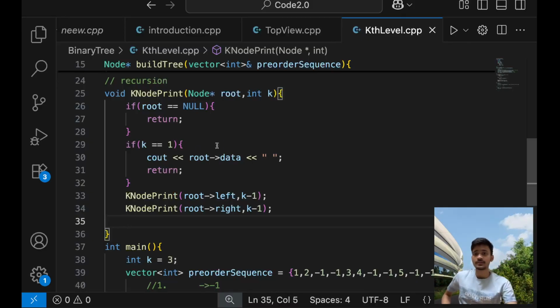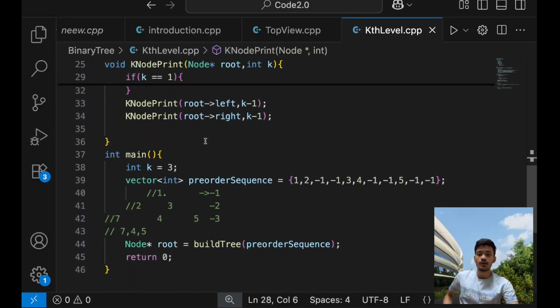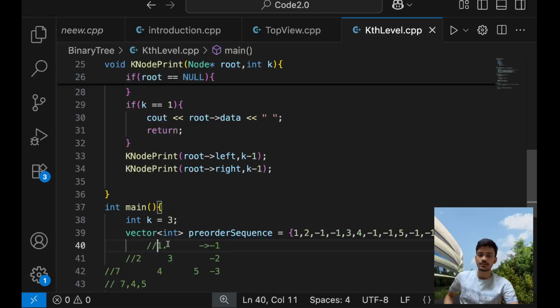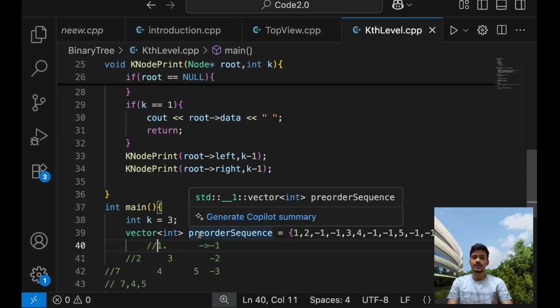What is the time complexity? See, the time complexity is like n times. You are moving through the elements to get the elements. Okay, so let us think n nodes are there, and you are traversing through n nodes to print the elements.